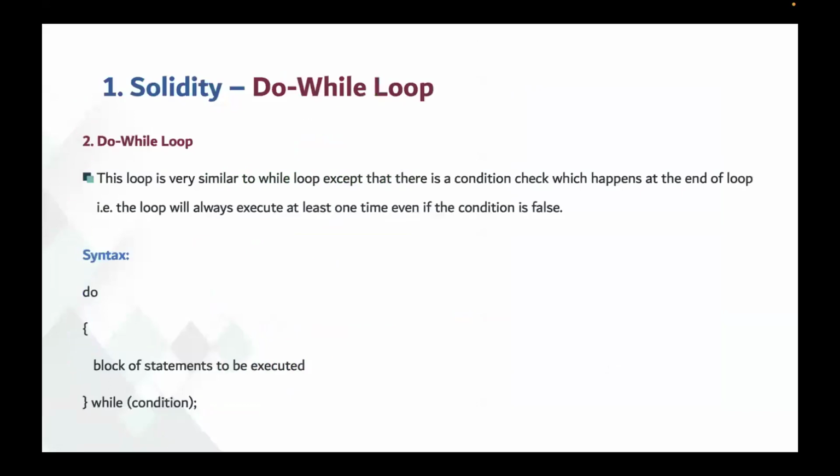Now let's talk about the do while loop. The do while loop is similar to the while loop, except that the condition check happens at the end of the loop. This means that the loop will always execute at least once, even if the condition is initially false. As you can see here, this is the syntax of the do while loop. We have do, then a statement or block of statements, and after that we have a while condition.